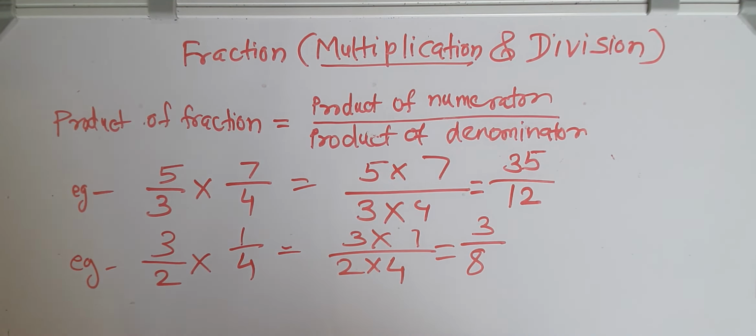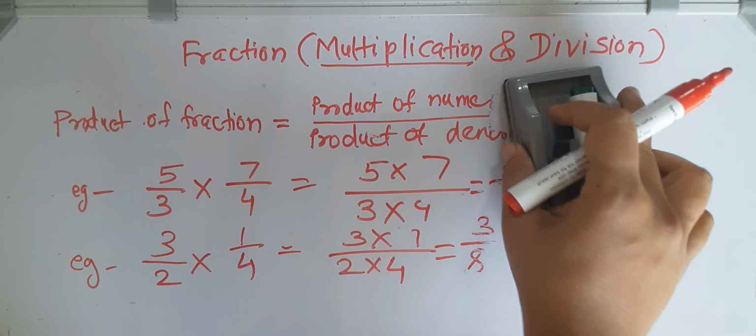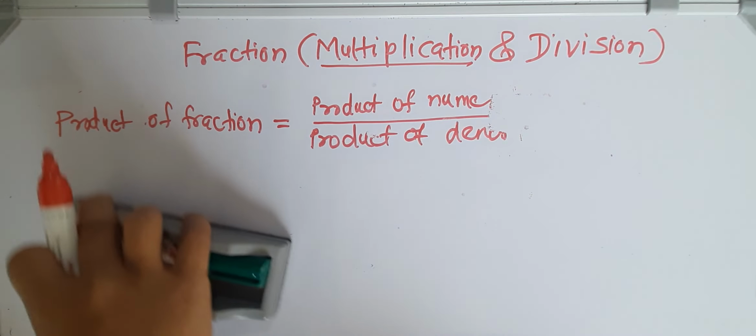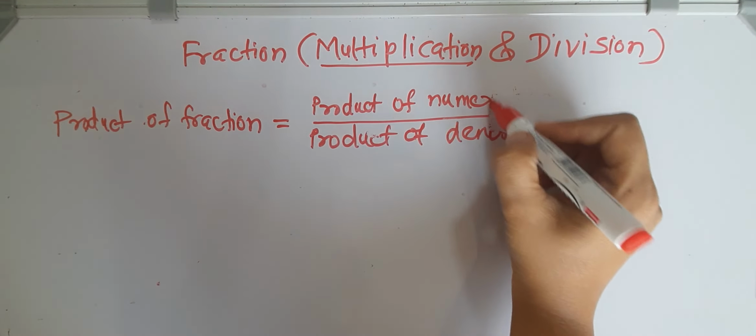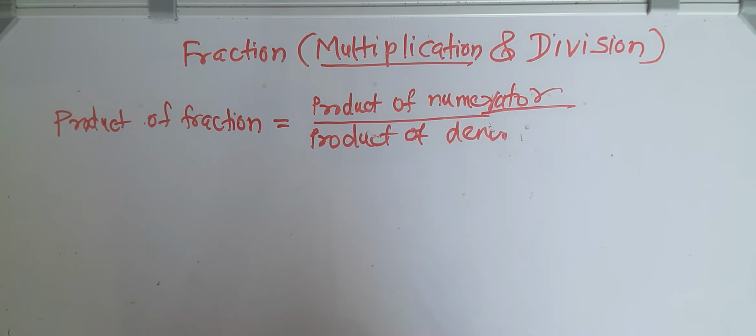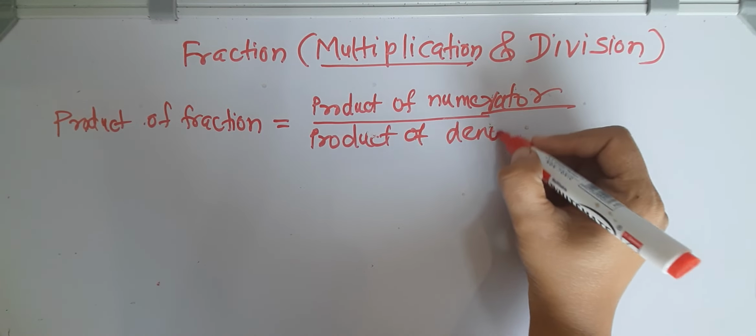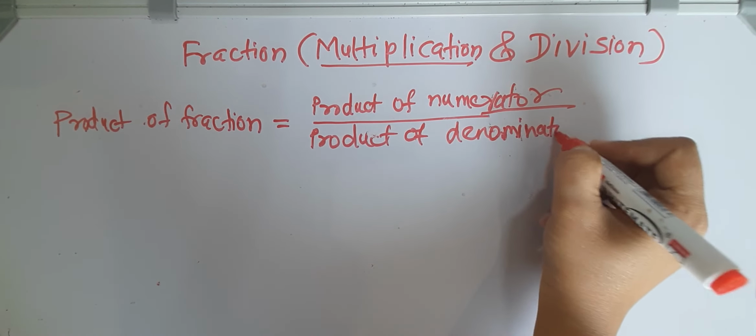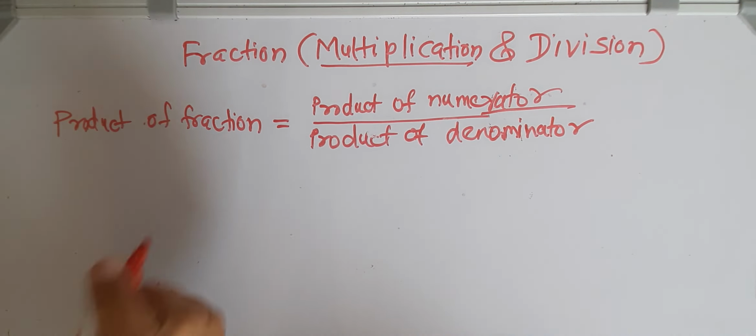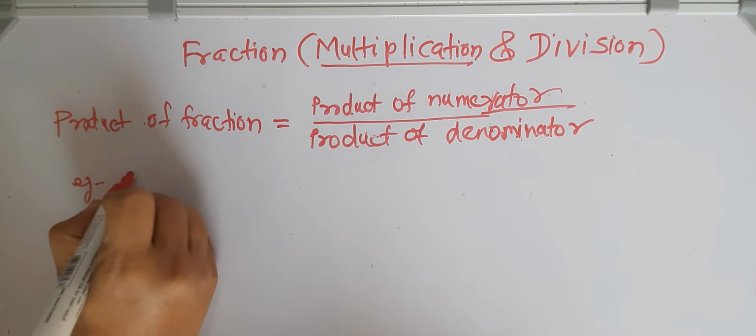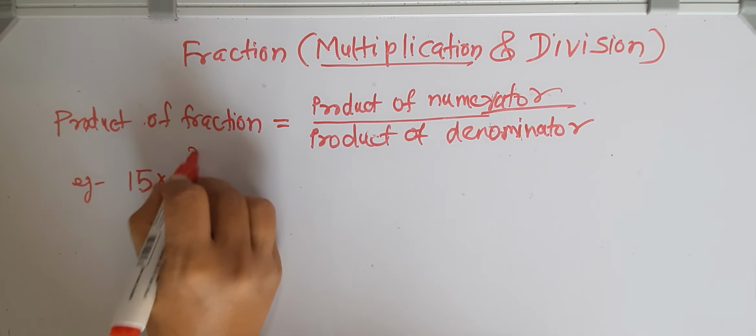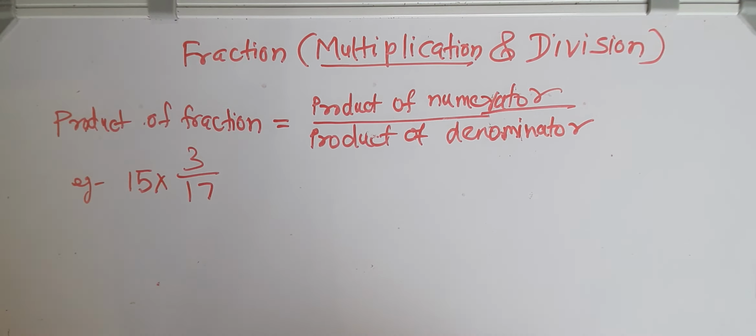Now suppose we have to multiply a fraction with a whole number. What we have seen so far is how to multiply fraction with fraction. Now we'll see how to multiply a fraction by a whole number. Let's start with an example that will give a clear idea. Suppose we have to multiply the whole number 15 by the fraction 3 by 17.